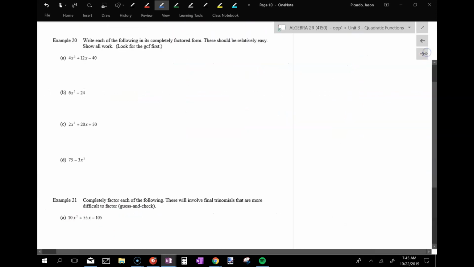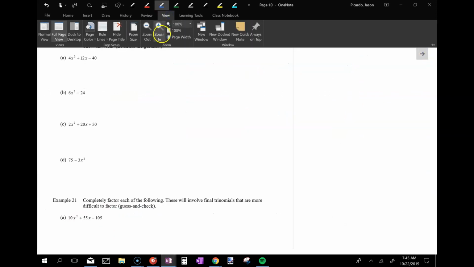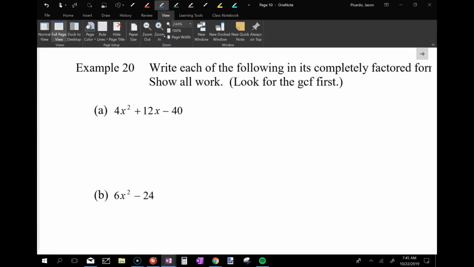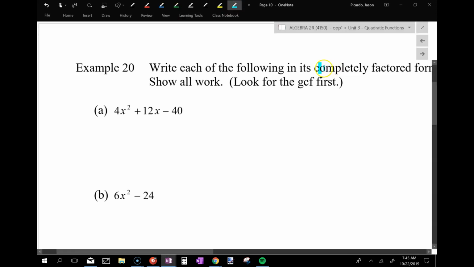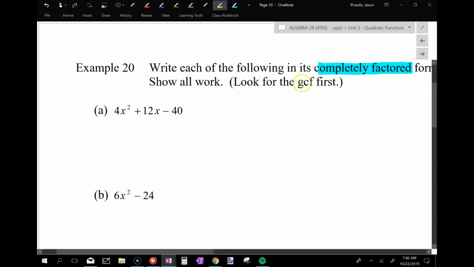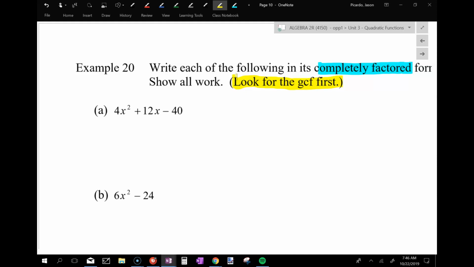Okay, let's go to the next page. So, what do we have here, guys? We have problems where I give you the directions to completely factor. And again, every time you see that phrase, completely factor, you will always, always, always look for a GCF first. Okay?